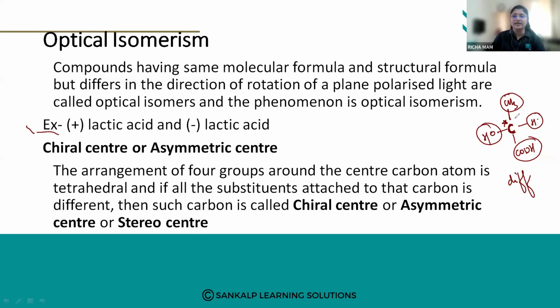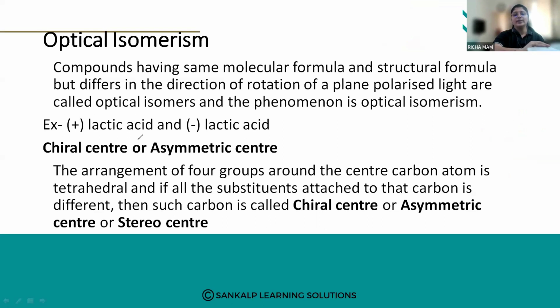Very important: what is a chiral center? The arrangement of four different groups. Tetrahedral means like this. Suppose I take OH here, COOH here, H here, and CH3 here. Across the tetrahedral carbon, the center carbon, you can see four different substituents attached to the four corners of the tetrahedron. So this carbon is said to be a chiral carbon, an asymmetric carbon, or a stereo center. These are the important terms. I hope you are noting things down. Very important stereochemical aspects.